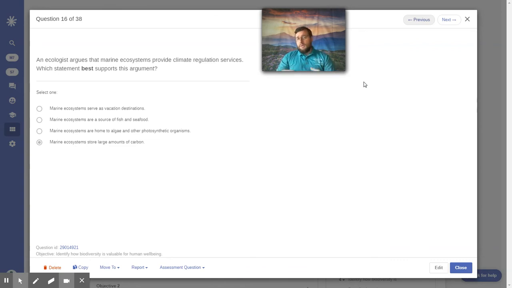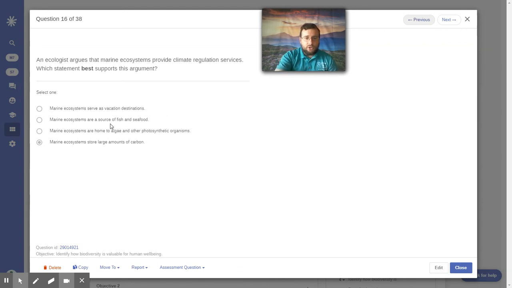And just because they're positive, they might not be the right answer. They have to match in content as well, and that's what you're going to look for. So, marine ecosystems serve as vacation destinations. Yes, that's true. That's positive. But what does it have to do with climate regulation? You see what I'm saying? It doesn't match the content, even though it matches the tone.